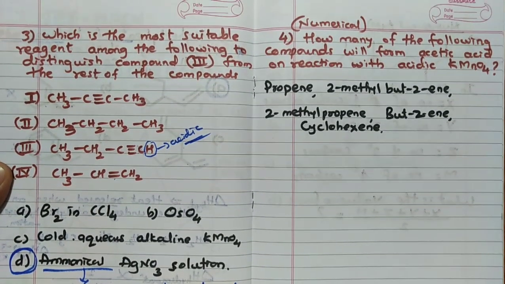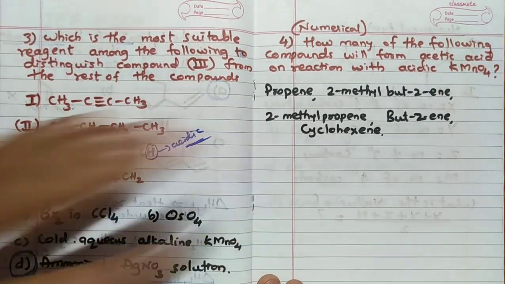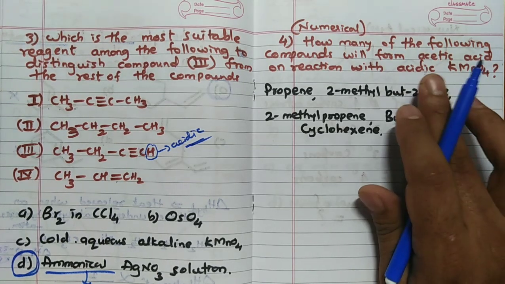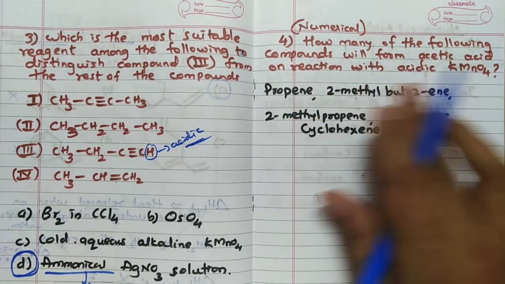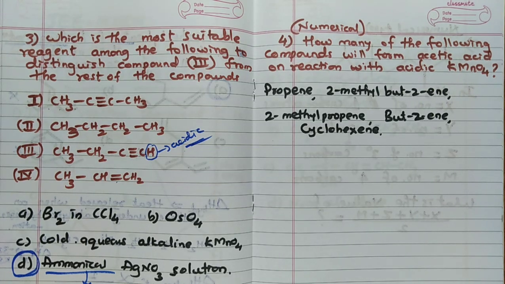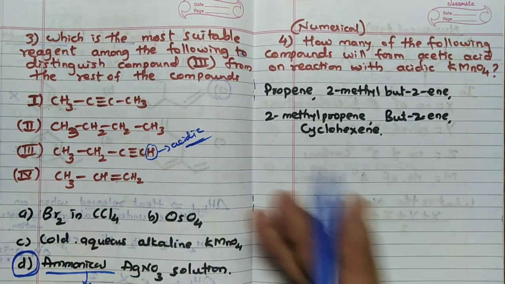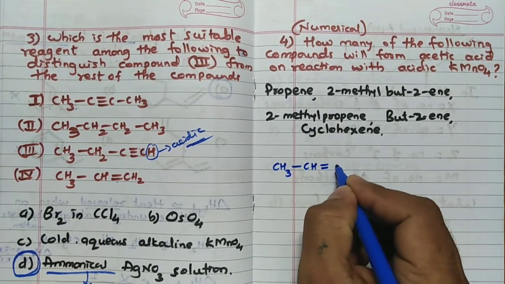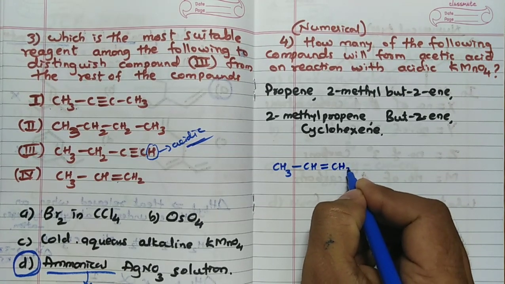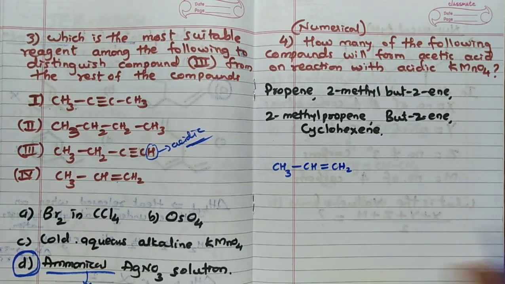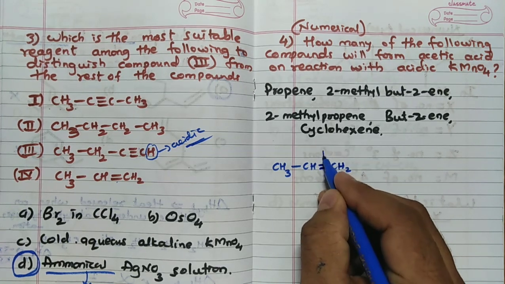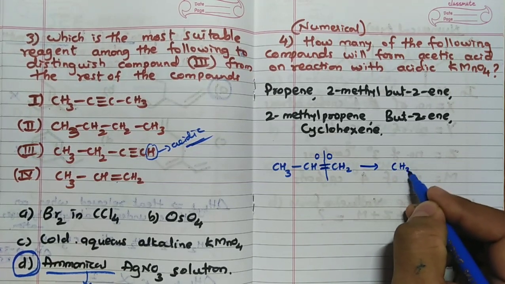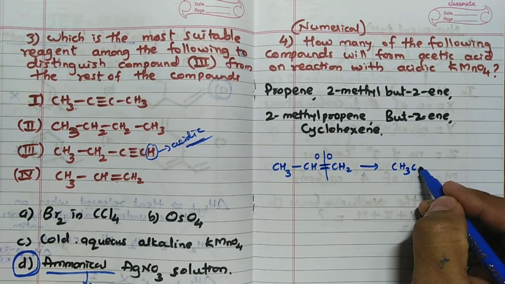Then numerical, integer type. How many of the following compounds will form acetic acid on reaction with acidic KMnO4? So we know that acidic KMnO4, so acetic acid should be formed. So one by one we will see. Propene is there. I will write only skeletal structure. So CH3, CH, I will write complete structure, CH, CH2. Remember, KMnO4 means how the bond cleavage takes place. This bond will cleave here, one oxygen here. So you are going to get, remember, CH3CHO.